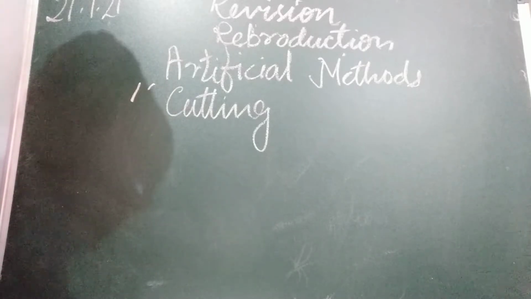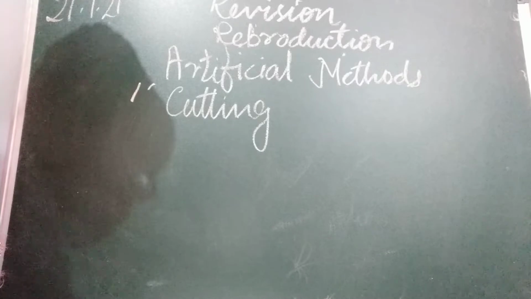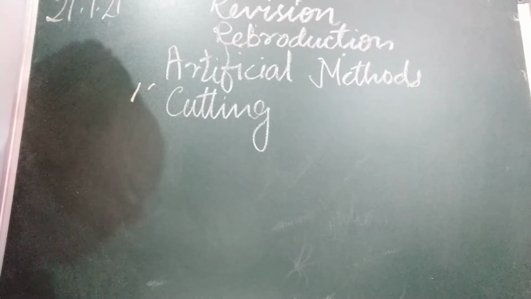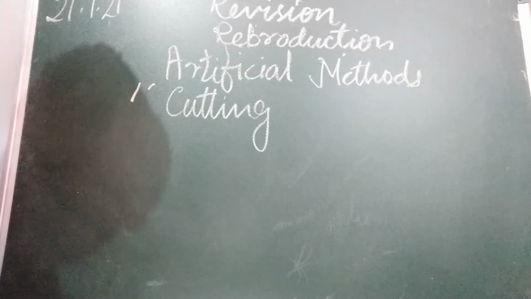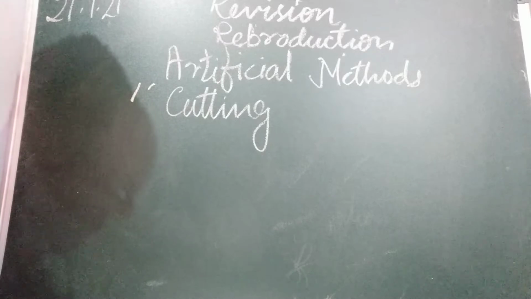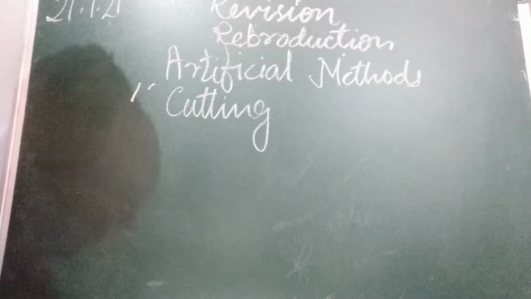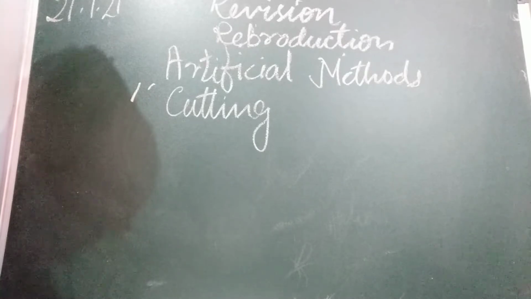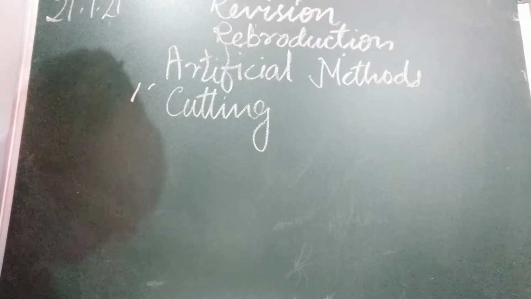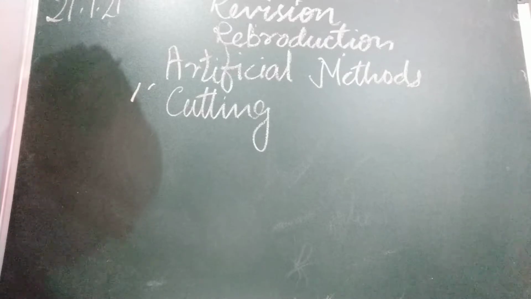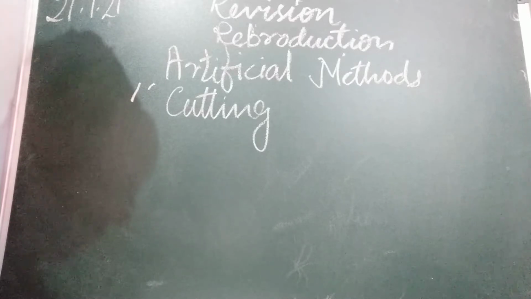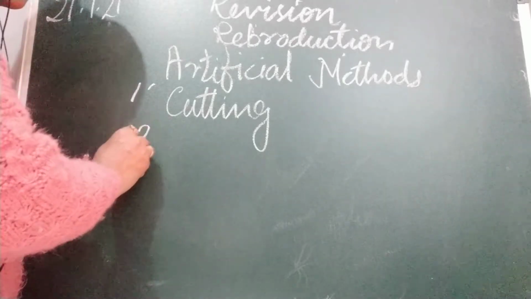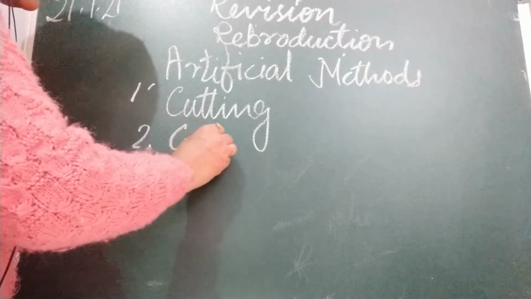In this method, a healthy young branch of a plant having leaf buds is cut off and planted in moist soil. The cutting develops roots and grows into a new plant. This method is used to propagate plants like rose, bougainvillea, sugarcane and also hibiscus. Now next is grafting. What happens in grafting?